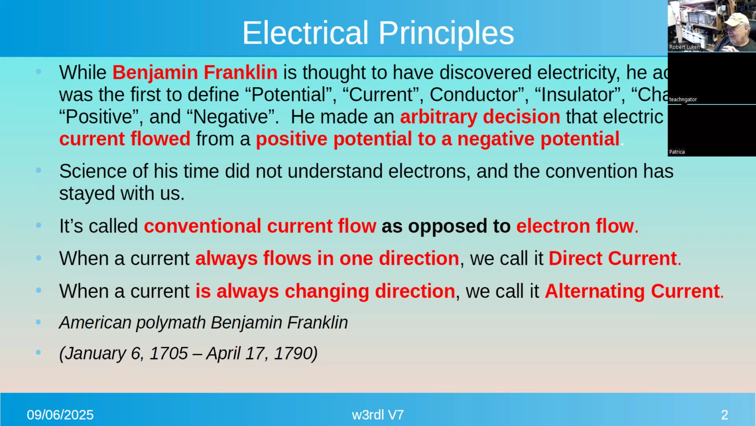We have two kinds of current. There's direct current, DC, which is like what you'd get from a battery or power supply. Current always flows in the same direction, conventionally positive to negative.